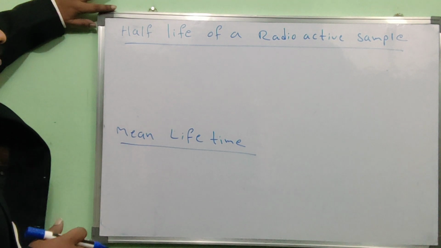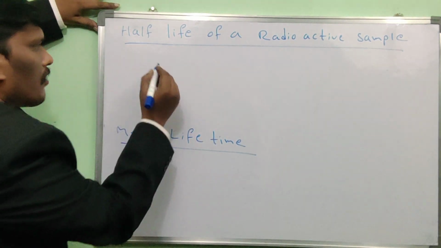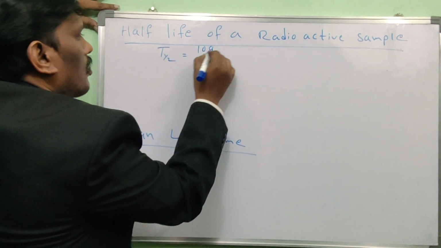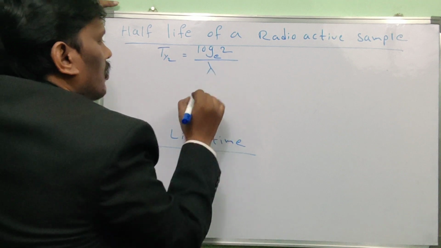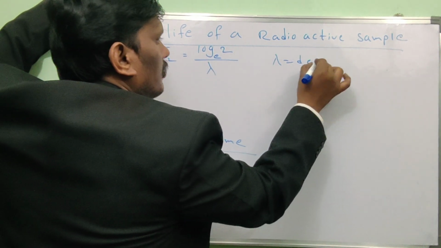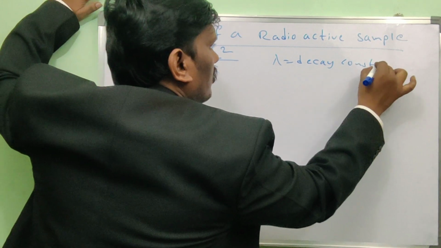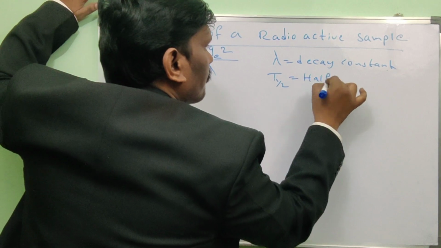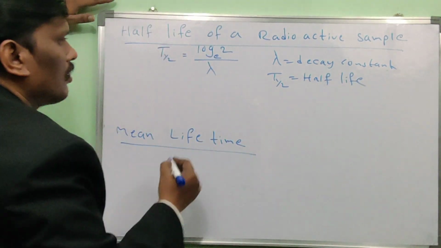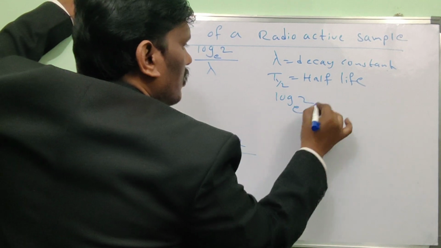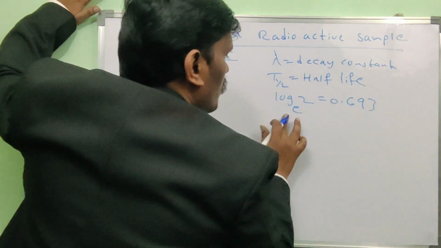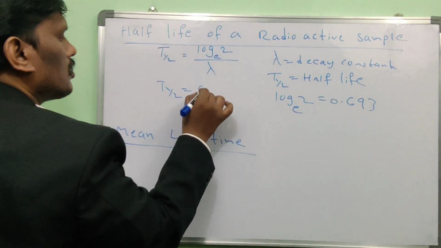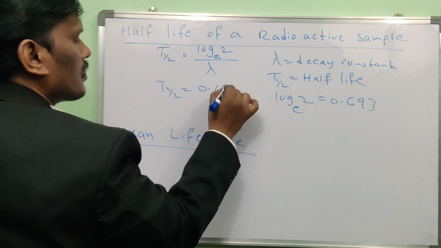Next one, half-life of a radioactive sample. How to calculate half-life? Half-life we generally represent with T half. We calculate it using the formula log 2 base e divided by lambda, where lambda is the decay constant and T half is the half-life. The log 2 base e value is constant, 0.693. Its value is standard and constant. So T half is equal to 0.693 by lambda.